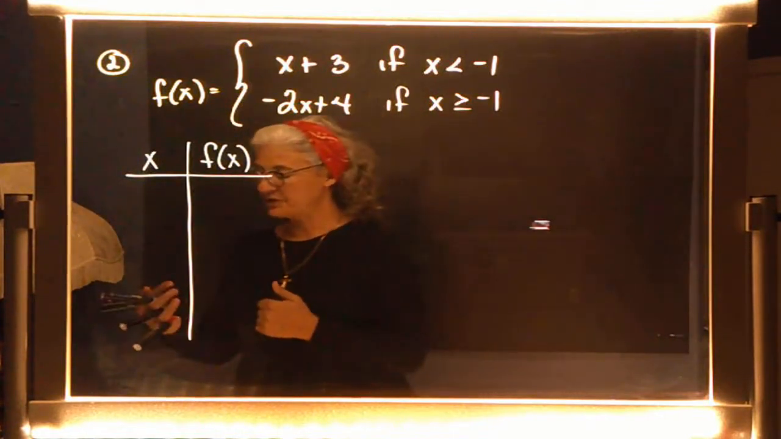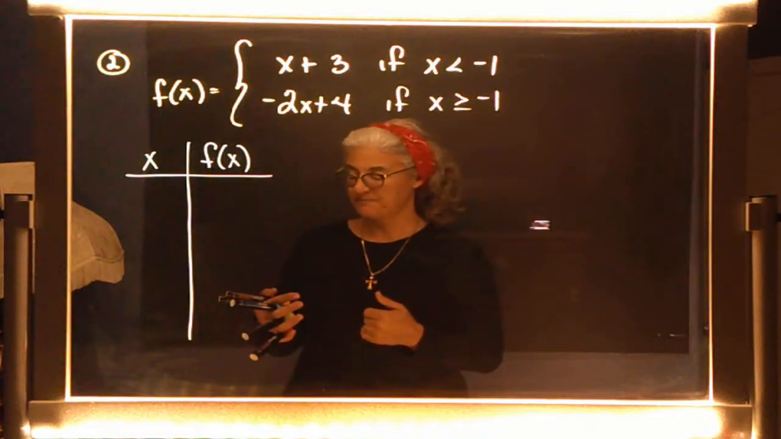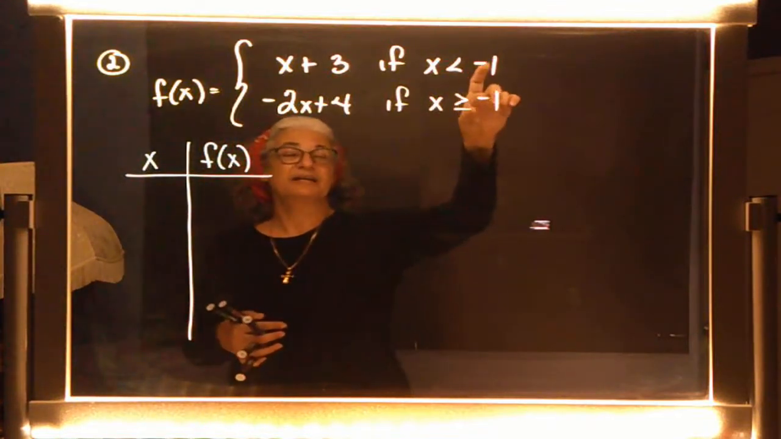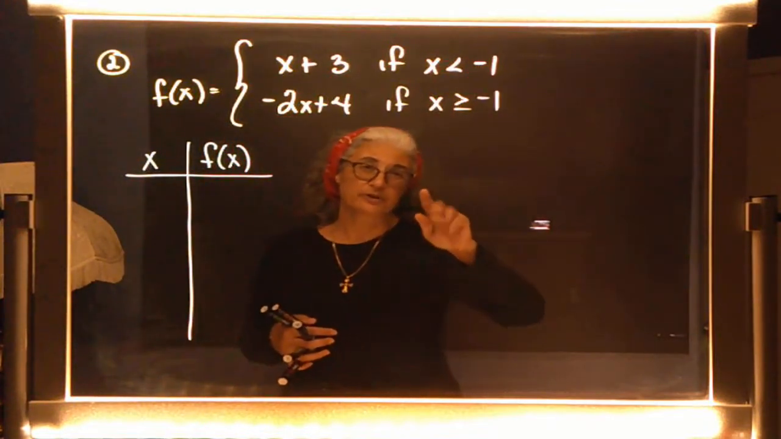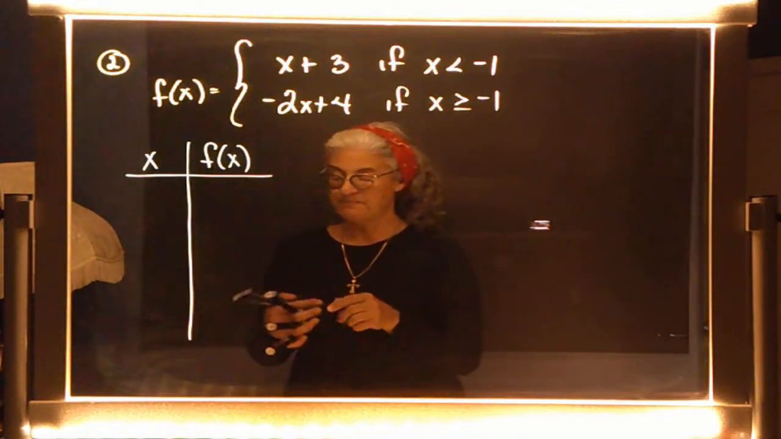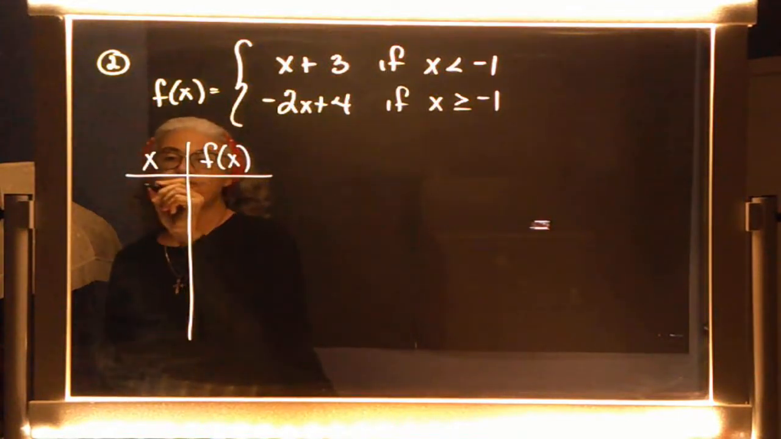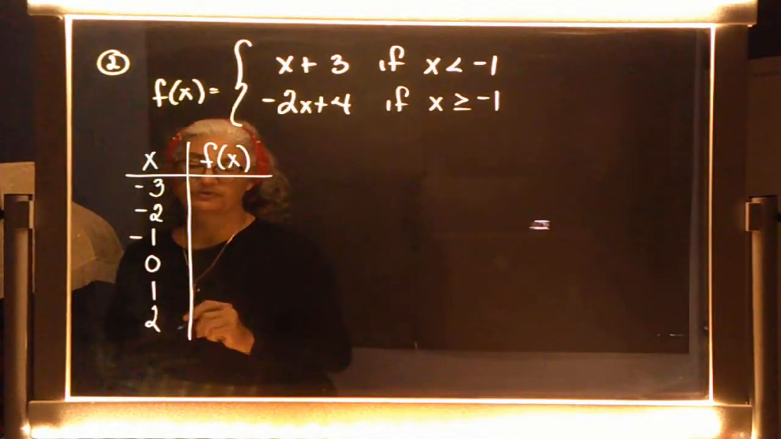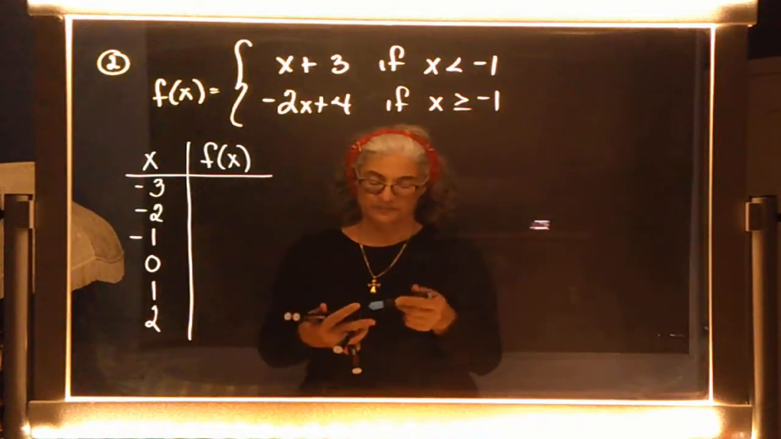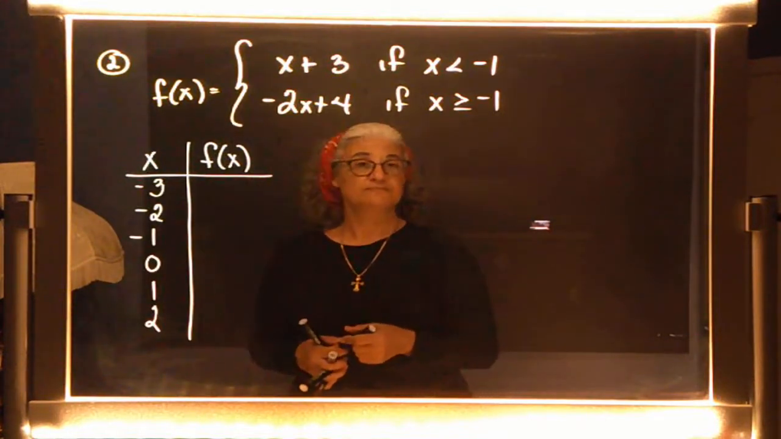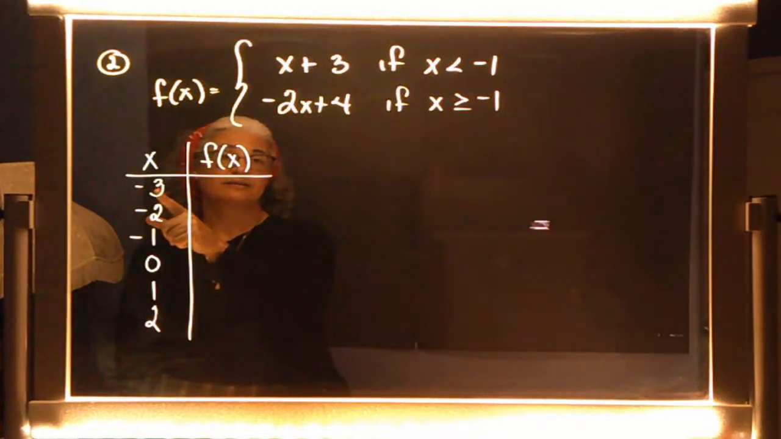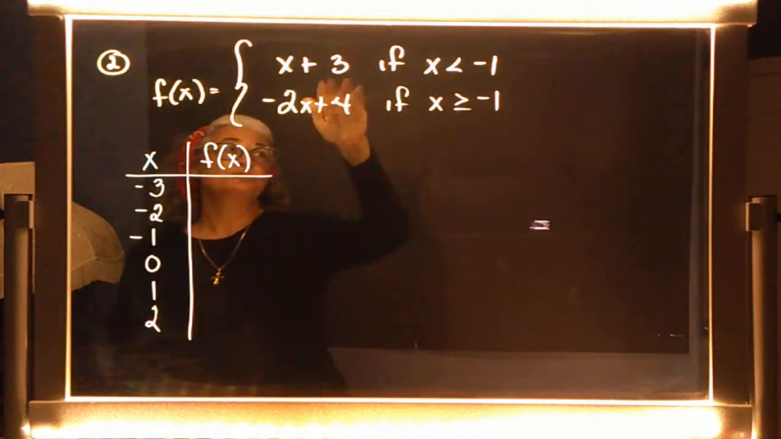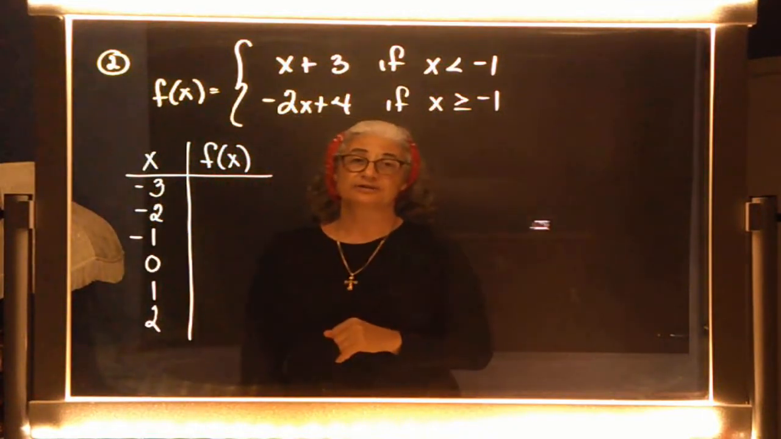Okay, so let's look at this. Since my dividing number, so to speak, is negative 1, I'm also going to choose negative 3, negative 2, negative 1, 0, 1, and 2. Cool? All right. So I want to plug in negative 3 for the x. Which piece do I use, the first one or the second one?